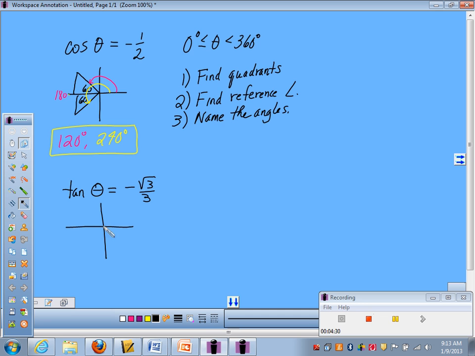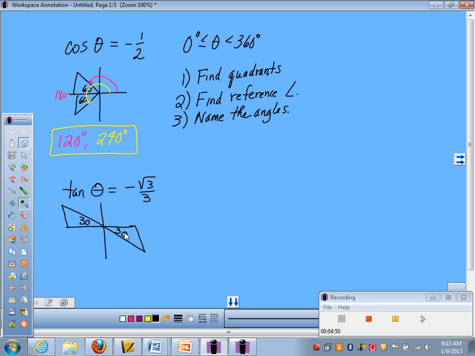I heard a second and fourth. Because by all-star trig class, tangent is negative in the second and fourth, so you're going to draw a triangle in the second and a triangle in the fourth. Now you need the reference angle. Looking at your special angle chart, where is tangent equal to square root of 3 over 3? 30 degrees. So we would put 30-degree angles in the triangles.